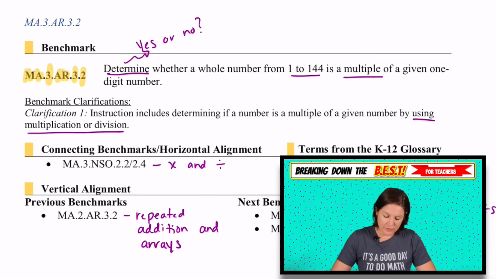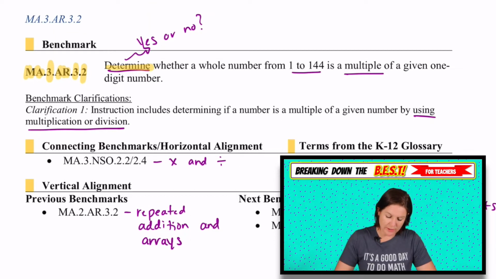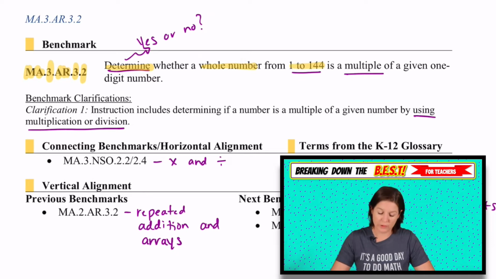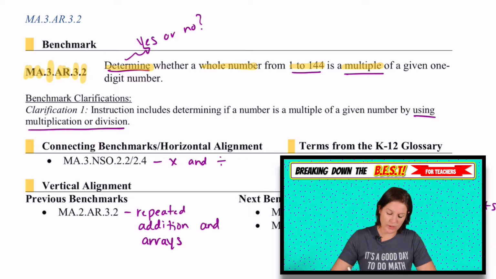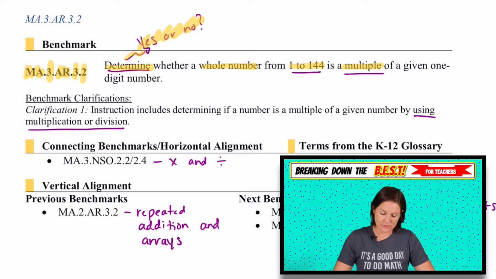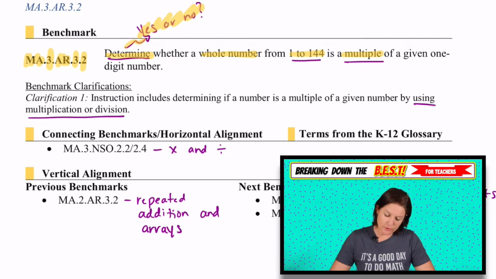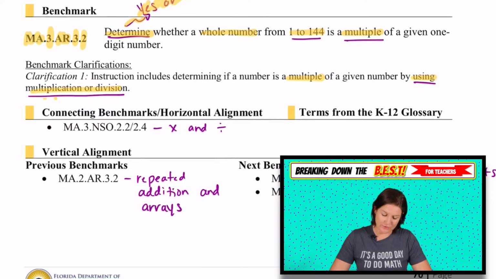standard for today. So this standard says to determine whether a whole number from 1 to 144 is a multiple of a given one-digit number. So determine just means is it or not, yes or no. And it says instruction includes determining if a number is a multiple of a given number by using multiplication or division. So we'll make sure that we cover that as well.